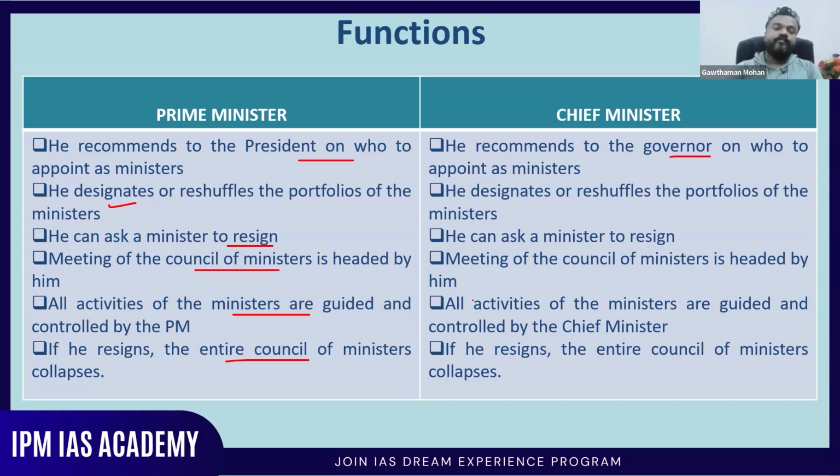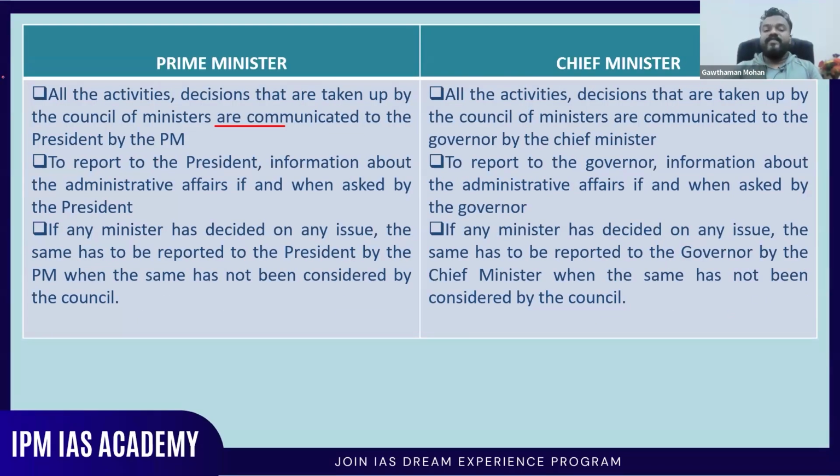Okay, functions. All the activities and decisions taken up by the Council of Ministers are communicated to the President by the Prime Minister. So the Prime Minister acts as a bridge between the Council of Ministers and the President. The same applies to the Chief Minister in the case of the Council of Ministers and the Governor in the state. And to report to the President information about the administrative affairs if and when asked by the President, that is the duty of the Prime Minister. The same applies to the Chief Minister in submitting details and information to the Governor.